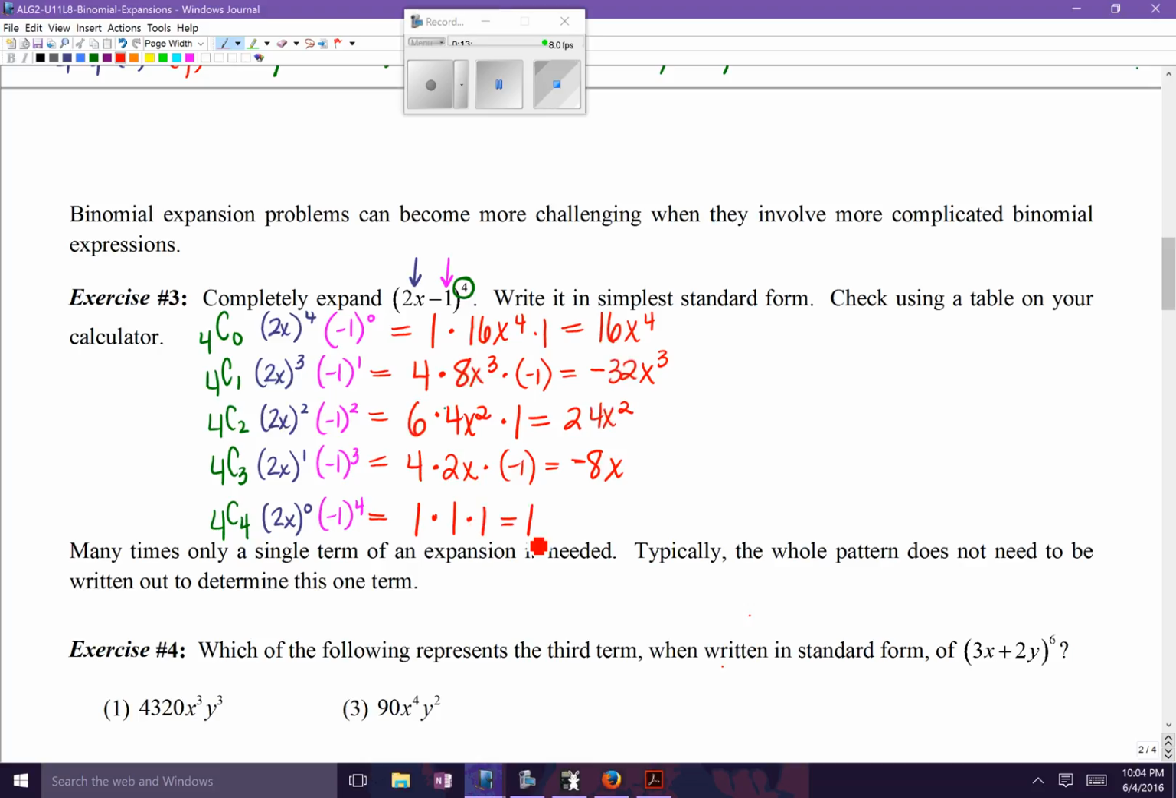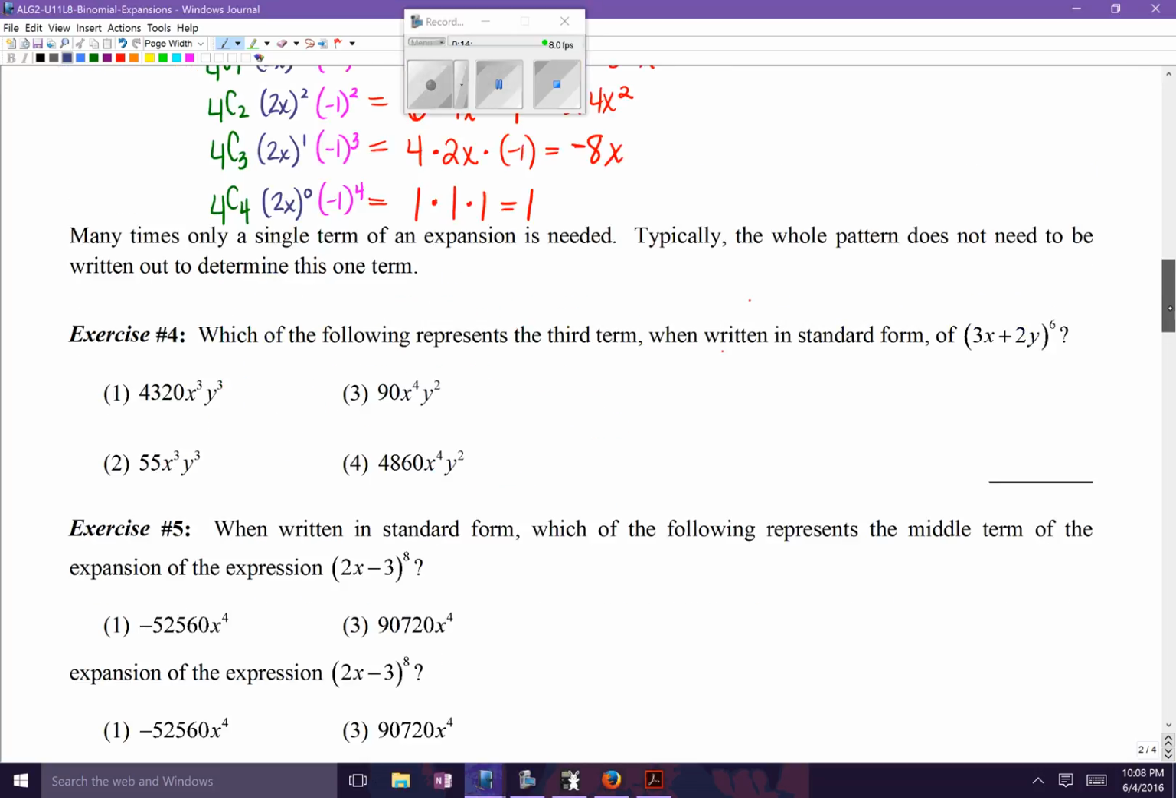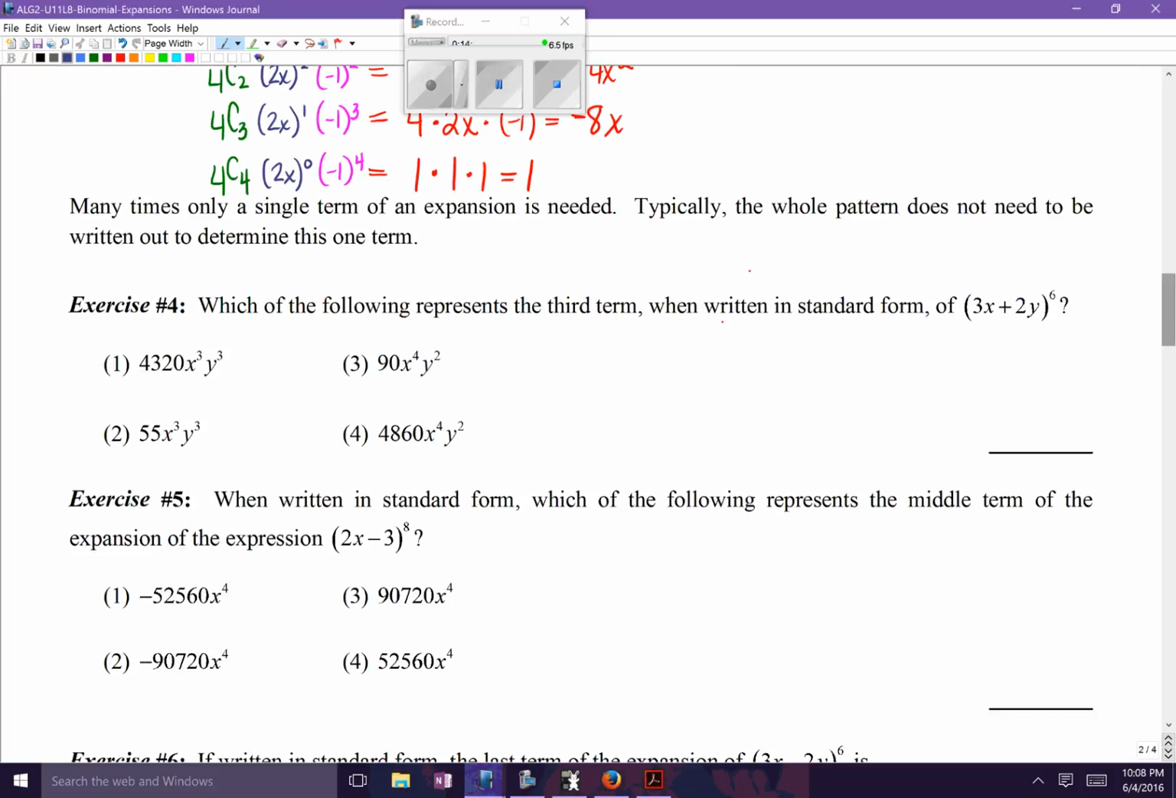So when I write this out in simplest standard form, I'm going to have 16x to the fourth minus 32x to the third plus 24x squared minus 8x plus 1. A variation on these types of problems would be not to write out the entire polynomial, but to find the value of a specific term in the polynomial.